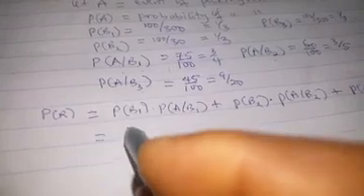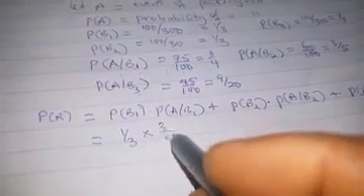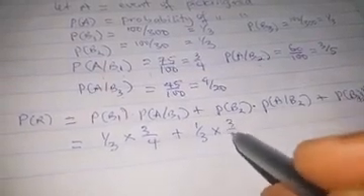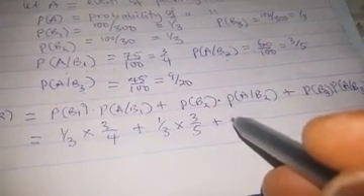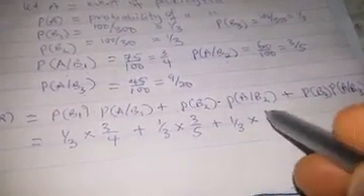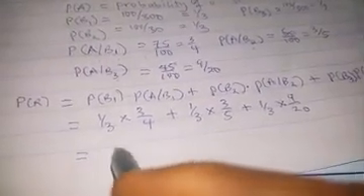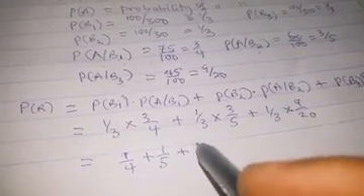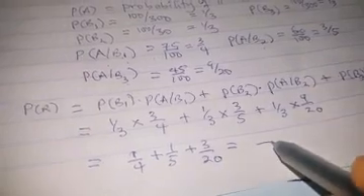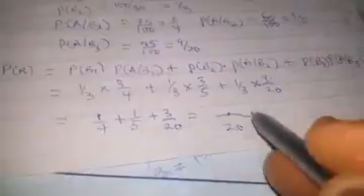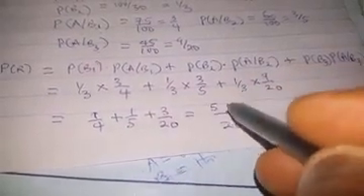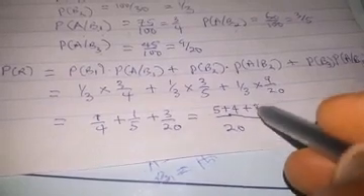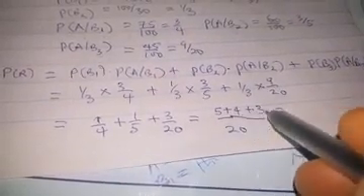And that is going to be equal to 1 over 3 times 3 over 4, plus for bag 2, 1 over 3 times 3 over 5, plus for bag 3, 1 over 3 times 9 over 20. Okay, so this is going to give us 1 over 4, plus 1 over 5, plus 3 over 20. The LCM here is 20. 20 divided by 4 is 5, 5 times 1 is 5, plus 20 divided by 5 is 4, 4 times 1 is 4, then plus 20 divided by 20 is 1, 1 times 3 is 3. So we're going to get 5 plus 4, which is 9, 9 plus 3, which is 12.